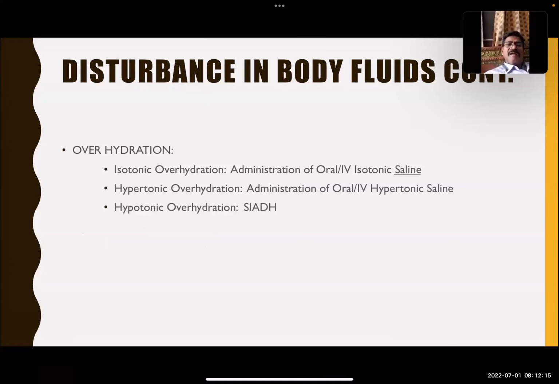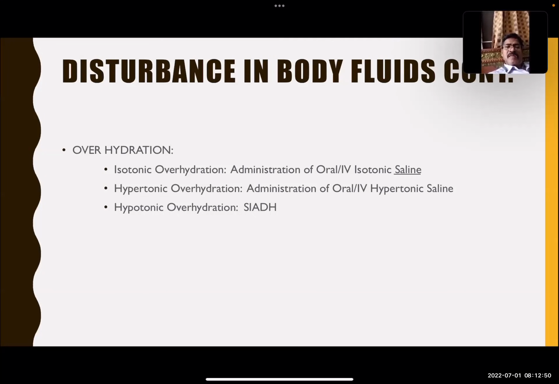Overhydration is also divided into three types: isotonic overhydration, hypertonic overhydration, and hypotonic overhydration. Isotonic overhydration means administration of normal saline and oral IV saline, which is isotonic to our body, that is 0.9% saline. Whereas hypertonic overhydration occurs when we administer 3% saline or 6% saline, which is hypertonic to our body, to our extracellular fluid concentration.